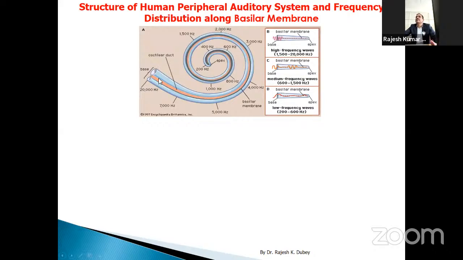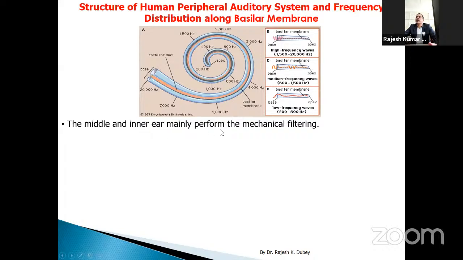This is the round window and oval window. The complete cochlea has a snail shape like that. This is called the apex, where lower frequencies are amplified, and at the outer part, the higher frequencies. Different types of mediums, that is fluids, are there, and that is why there is frequency separation like that.